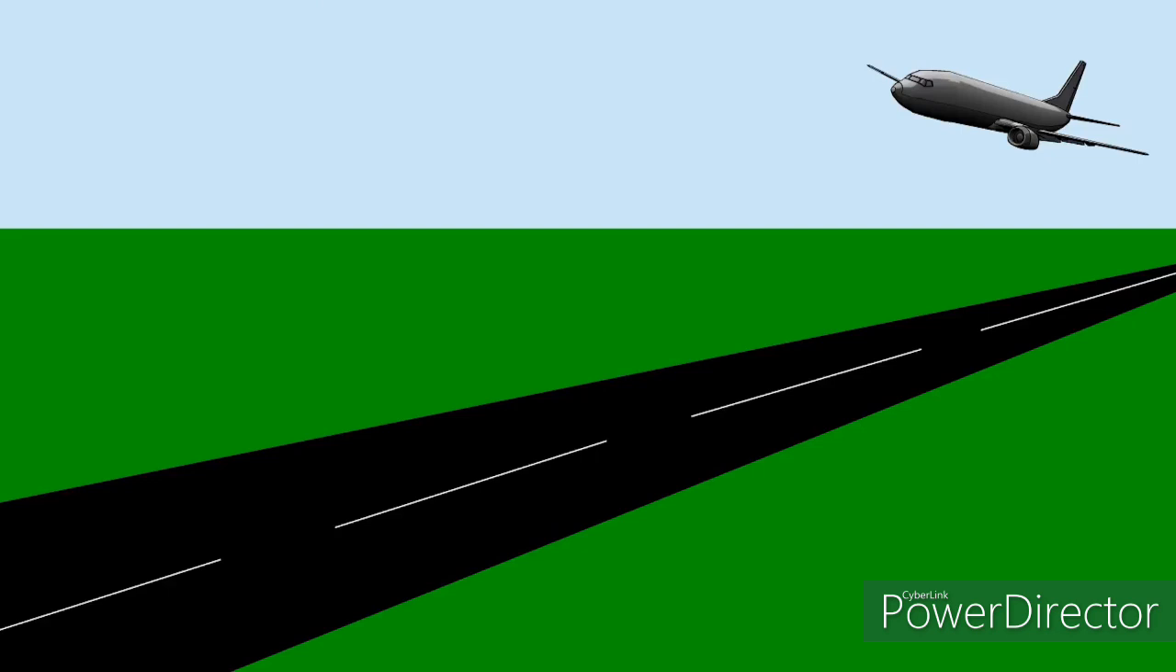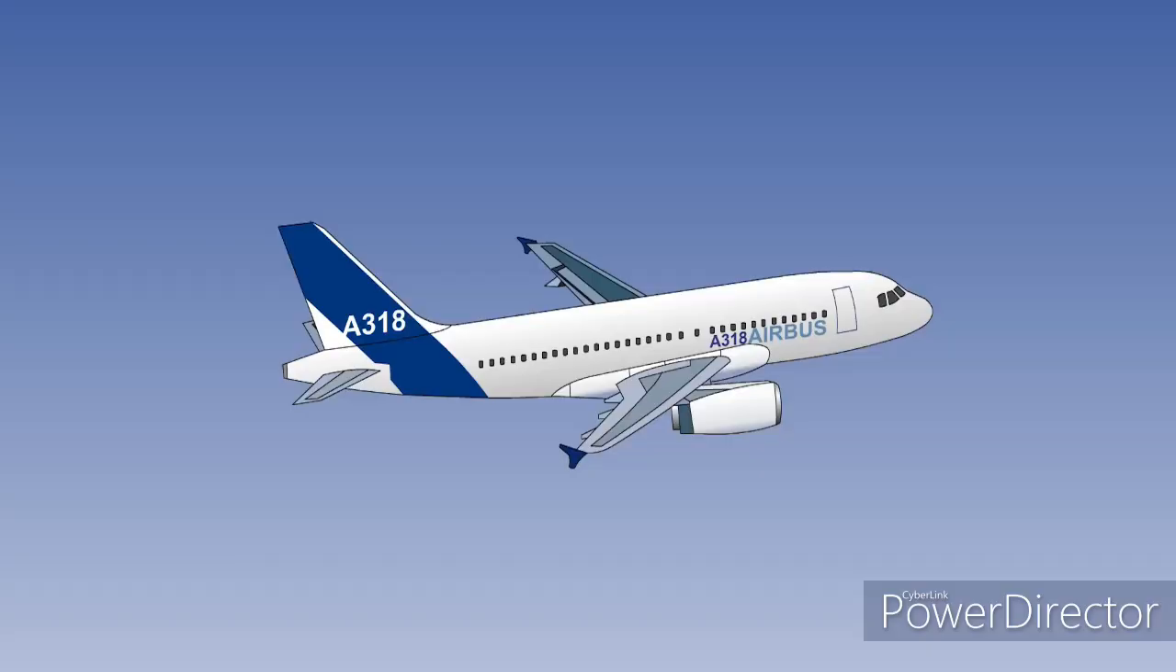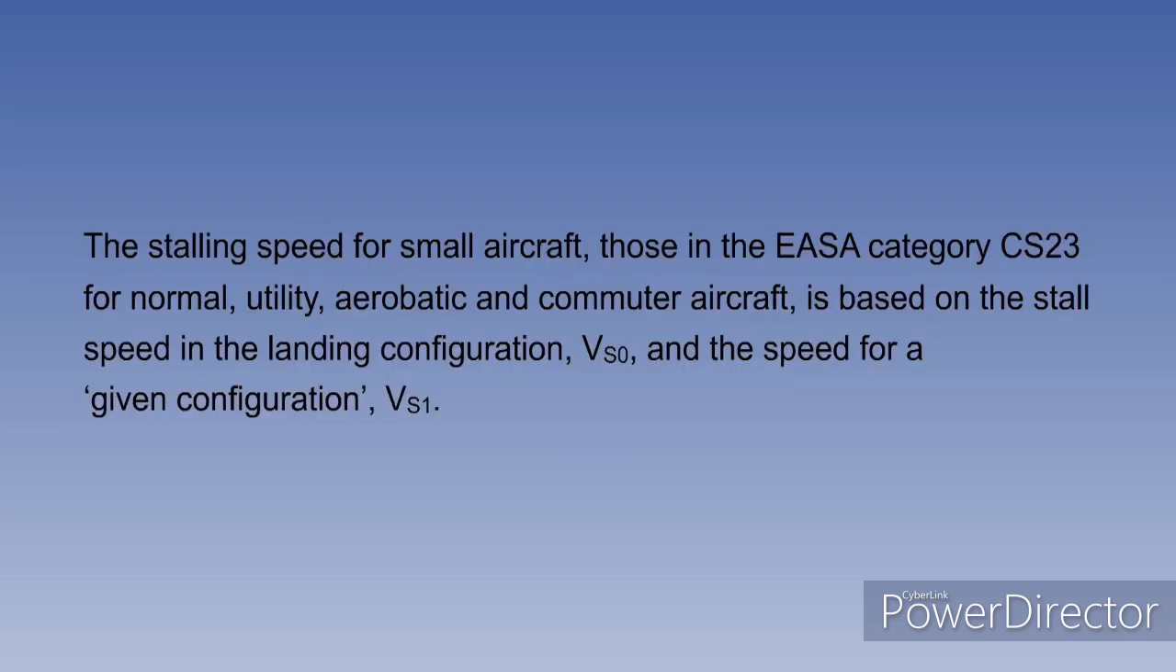But there must be an adequate safety margin allowed between the minimum speed for normal operations and the stalling speed. During the flight testing that takes place before type certification, prototype aircraft are stalled, and the stalling speeds established for inclusion in the flight manual. The stalling speed for small aircraft, those in the EASA category CS23, for normal, utility, aerobatic and commuter aircraft, is based on the stall speed in the landing configuration, VS0, and the speed for a given configuration, VS1.